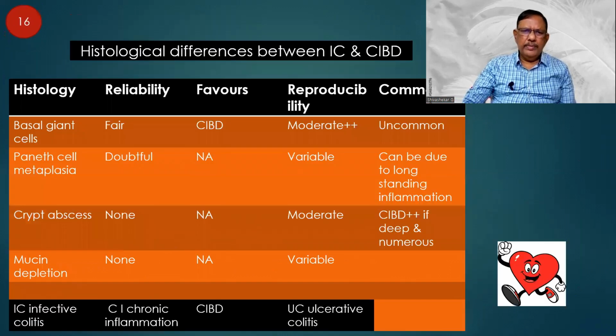By heart the tabular columns, they will save us a lot of time. And again, in the histology, there can be basal giant cells, Paneth cell metaplasia, crypt abscess, as in the case of chronic inflammatory bowel disease, mucin depletion. These are some characters, and these are the abbreviations that have been given: IC is for infective colitis, CA for chronic inflammation, CIBD, inflammatory bowel disease of course, and UC is ulcerative colitis. So try to go through these features alone. The rest of it, whether you recollect or not, doesn't matter.